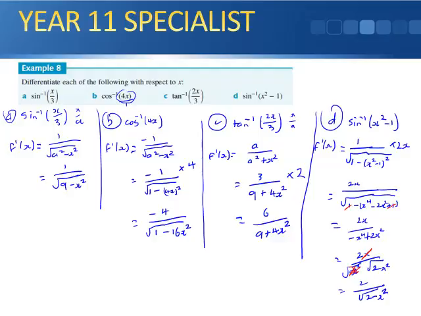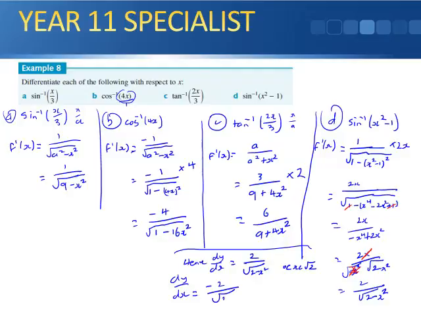Now we need to consider a couple of cases, which I'll write over here. dy/dx will equal 2 over the square root of 2 minus x squared when x is between 0 and the square root of 2, because remember the square root gives you positive and negative, and dy/dx will equal negative 2 divided by the square root of 2 minus x squared when x is between negative the square root of 2 and 0. So be aware of that.